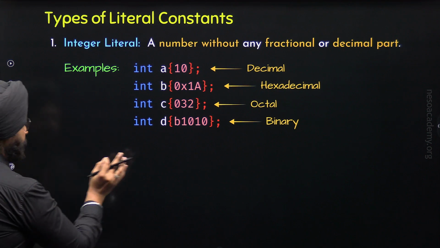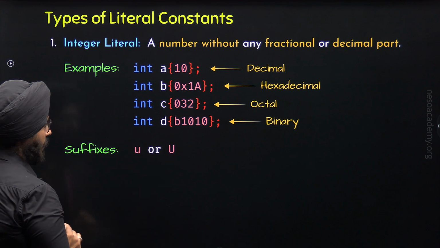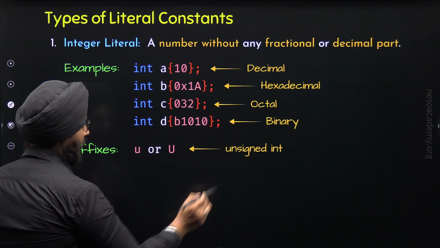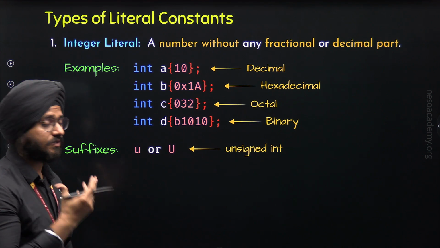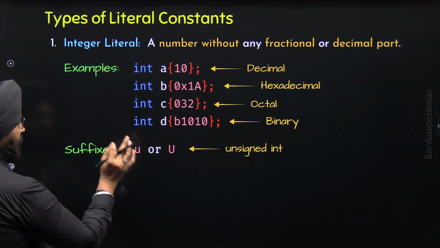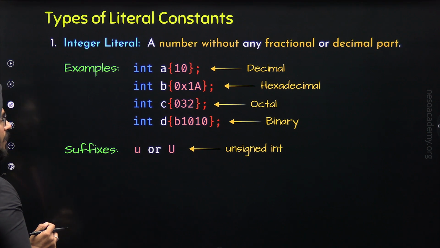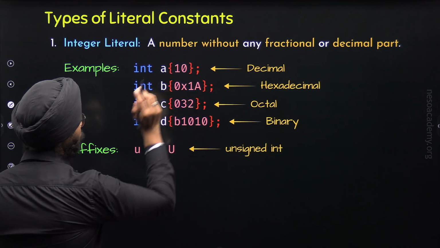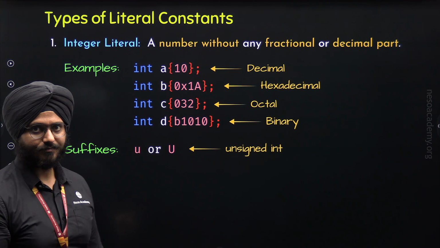The first type of suffix is small u or capital U. These two represent unsigned integers. So if we want to represent an unsigned integer, then we need to add this suffix small u or capital U. For example, we can specify 10u to tell that 10 is an unsigned integer.